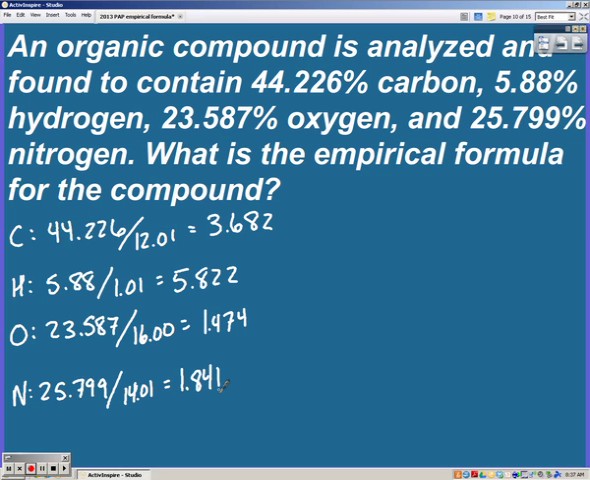Now divide by smallest. If you compare those, oxygen should have been your smallest.